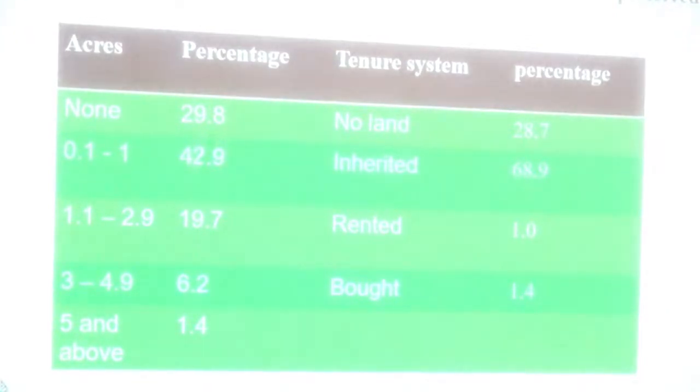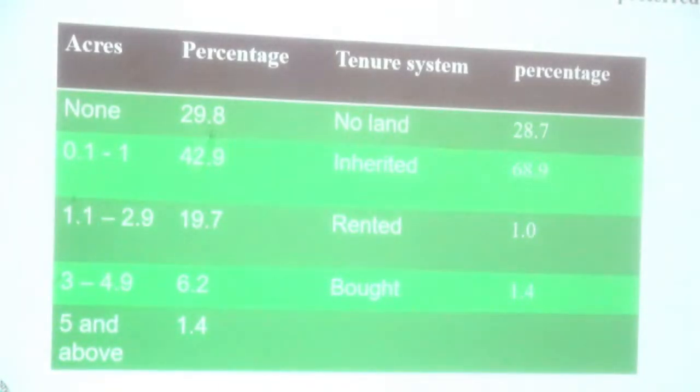In terms of the tenure system, those with no land are 28.7%. Those that have inherited the land that they have, 68.9%. Then those that have rented land, 1.0%. Those that have bought, 1.4%.